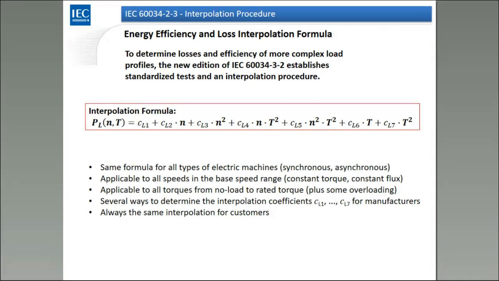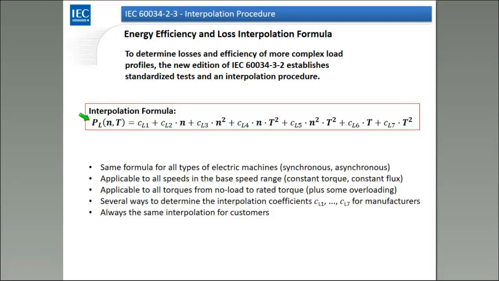So that was one part, how to do the classification. The second part, as I said in the beginning, as an end user, if you want to know the losses and the efficiency and the gain that you can achieve by using variable speed drives and by using high efficiency motors, you need to know the losses and efficiency in a number of different operating points that are given by your application. And that is exactly what we will provide you with the interpolation procedure that is included in the 34-2-3, or rather will be included in 34-2-3 when the new edition becomes available later this year.